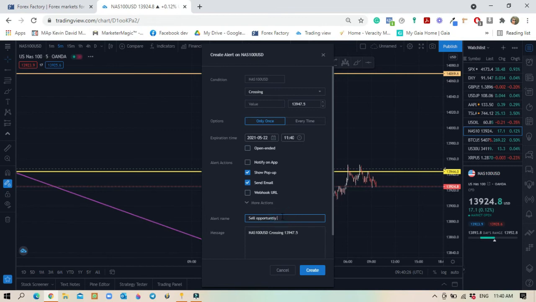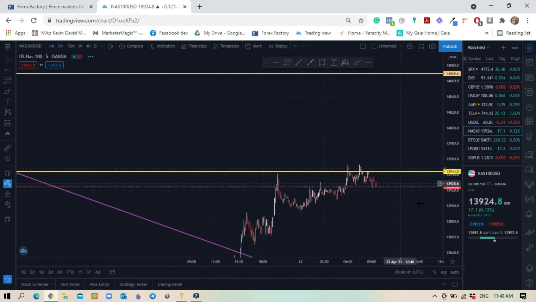No, opportunity. Sell opportunity. You know what? Even though I can't spell it, it's going to say sell NAS. Sell NAS. Okay, create. Now, all I do, guys, is I actually wait for that bell to ring on my cell phone, and then I'll come and look at the Nasdaq again.